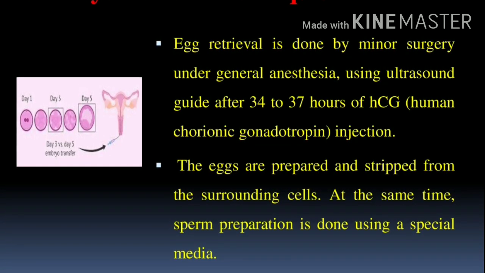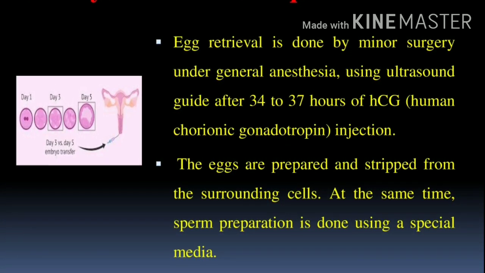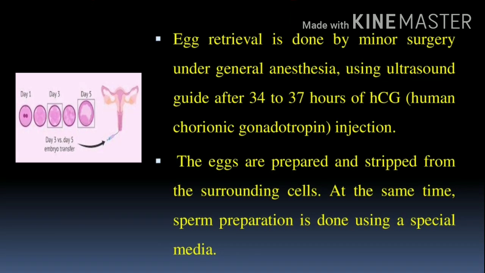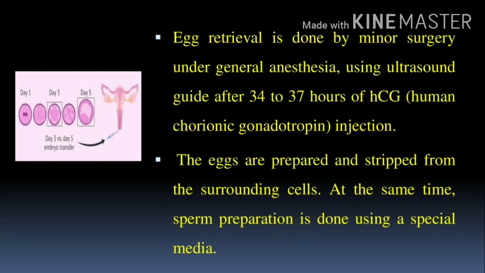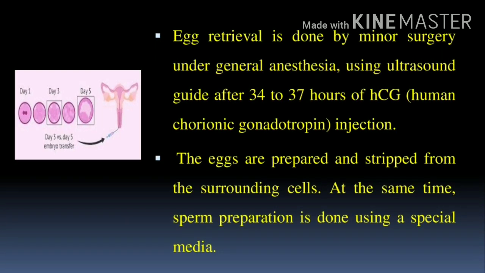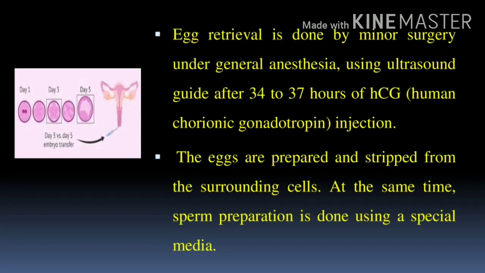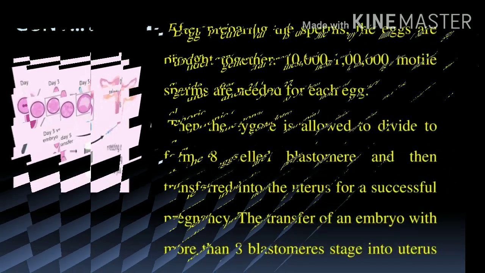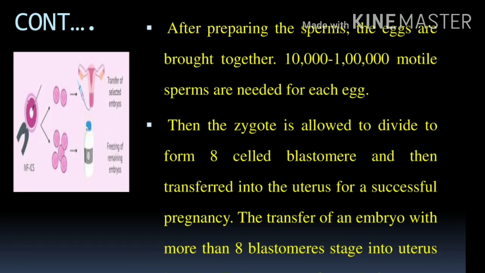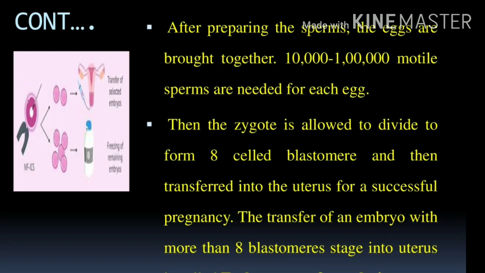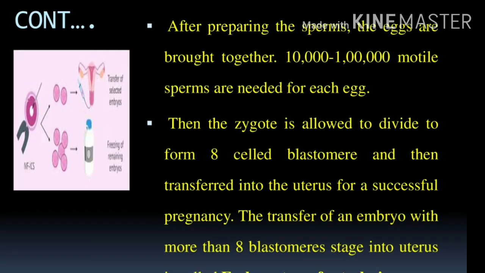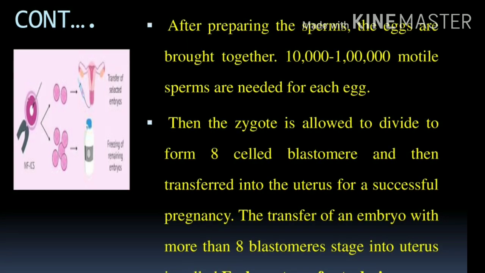Now the eggs are prepared and stripped from the surrounding cells. The egg retrieval is in in vitro conditions. At the same time, in a special medium we prepare the sperm. One egg needs 10,000 to 1 lakh motile sperms. Now egg retrieval is done, and next the sperm is also prepared.